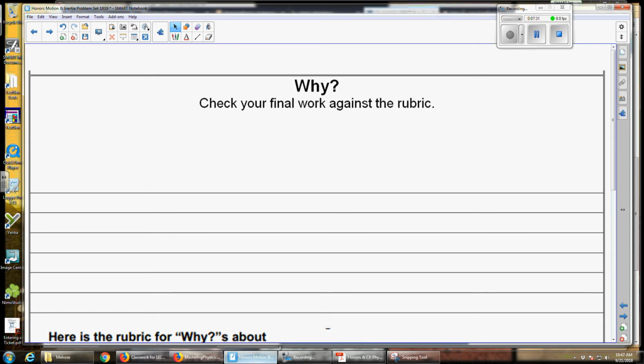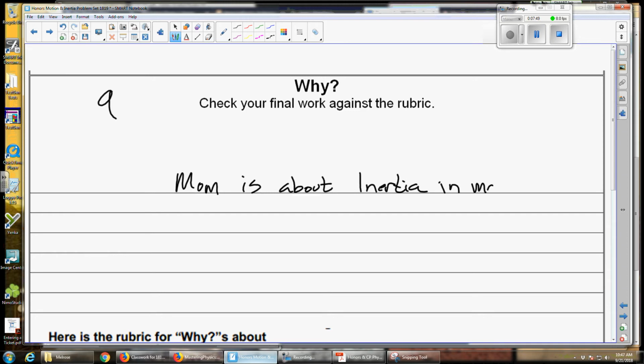So go with number 9. I'd probably start off by showing I understand what momentum is. Momentum is about inertia in motion.